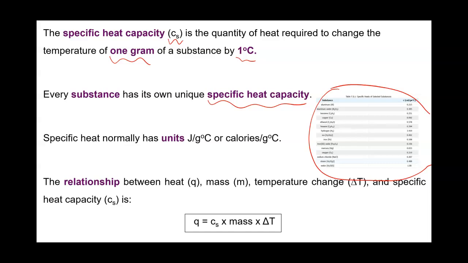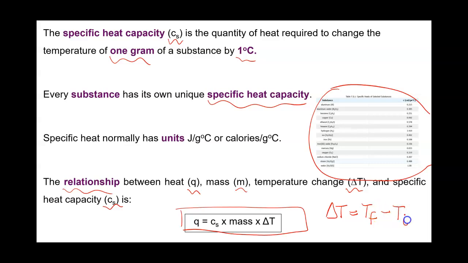So, as we've already observed in the lab, the relationship between heat, mass, and temperature change, along with the specific heat capacity, is given by this formula. Q equals the specific heat times the mass of our object times its change in temperature. I should point out that when we're calculating the change in a quantity, we always do so by taking the final value and then subtracting the initial value of that quantity.